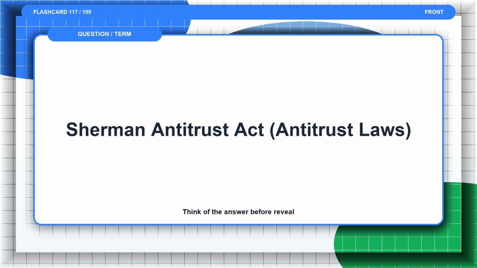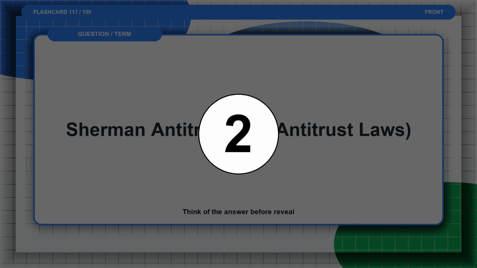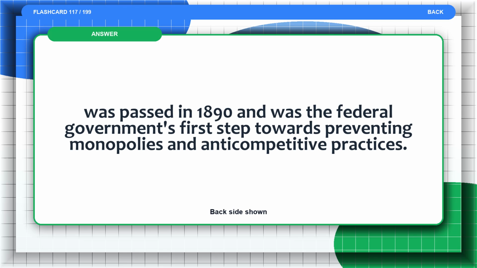Flashcard 117. Sherman Antitrust Act, Antitrust Laws. Pause and think of the answer before the reveal. The answer: it was passed in 1890 and was the federal government's first step towards preventing monopolies and anti-competitive practices.